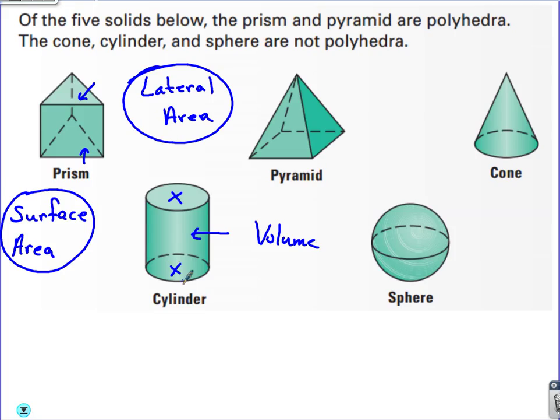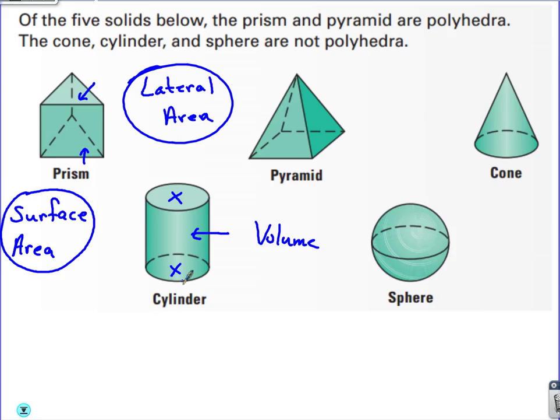Now, why would we need to find a lateral area? Well, sometimes you just need the area of the side. What if this is a toilet paper roll, and you want to paint the outside of it? I don't know why. You want to paint the outside of a toilet paper roll, and you need to know the area to know how much paint you use. Well, there's no top and bottom. You need the lateral area. You don't need the surface area.